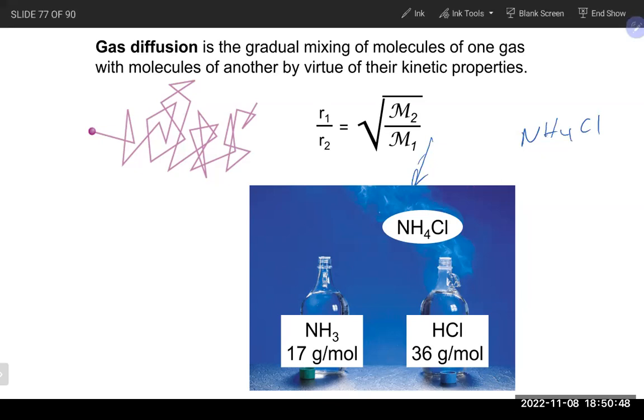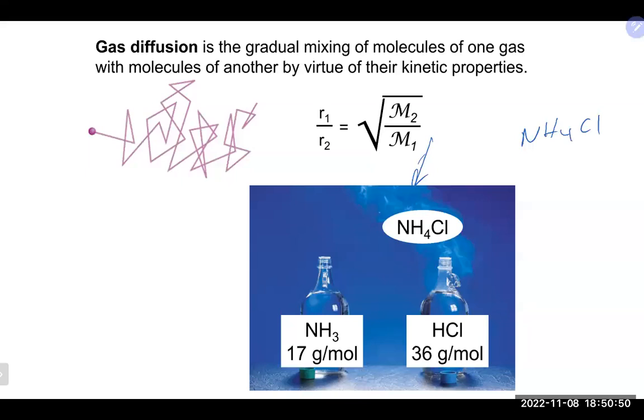So the question is, why is the mixing happening right about here? Why is the mixing not like in the center or towards the ammonia? Why?